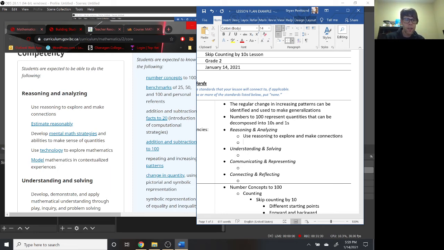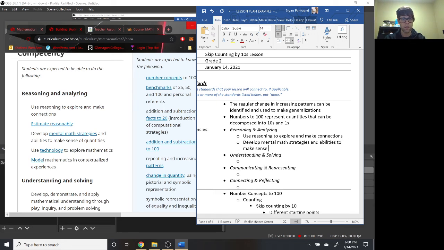Estimate reasonably. We're not really doing any estimation here. Develop mental math strategies and abilities to make sense of quantities. I think so. I think we're helping them develop mental math strategies for sure. Are we helping them make abilities to make sense of quantities? I guess, as we start to think about skip counting by tens, we understand what numbers are larger or smaller. So yeah, we could add that in there as well, and abilities to make sense of quantities.